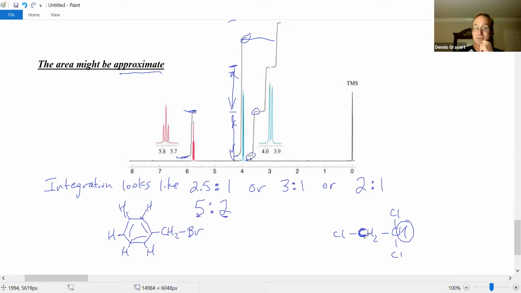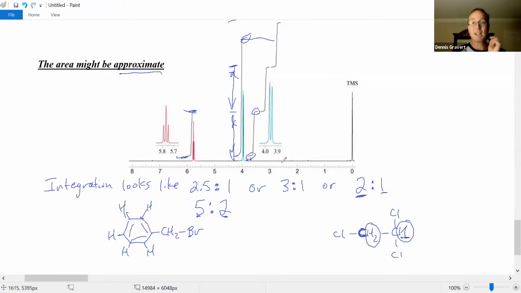Anyways, I hope you see that these are not equivalent. 2 chlorines on the same carbon as the 1 hydrogen, versus 1 chlorine. And yet, these 2 are equivalent. They're attached to the same carbon. They're the same distance to all the chlorines. 1 hydrogen is not different from the other. That should produce 1 peak with the area of 2. The second hydrogen produces a second peak with the area of 1.